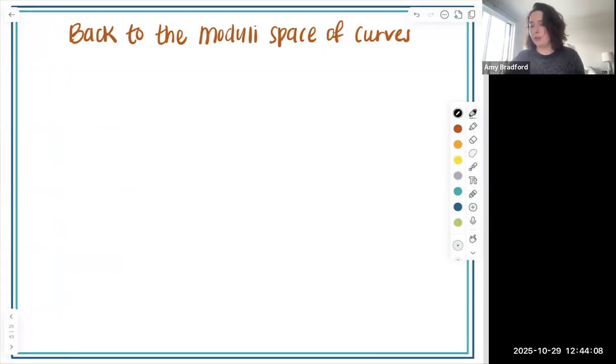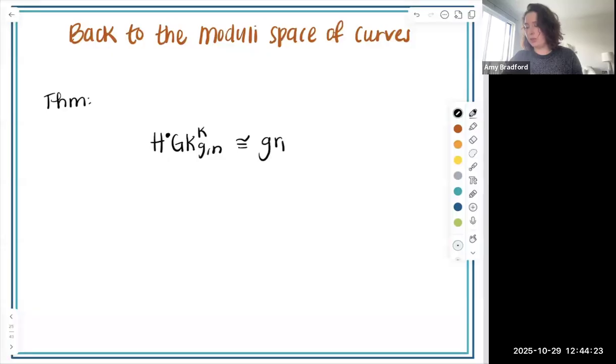And this is the big theorem that is quite remarkable: if I take the cohomology of the graph complex that we just defined, this is isomorphic to the kth graded piece of the cohomology of M_g,n.